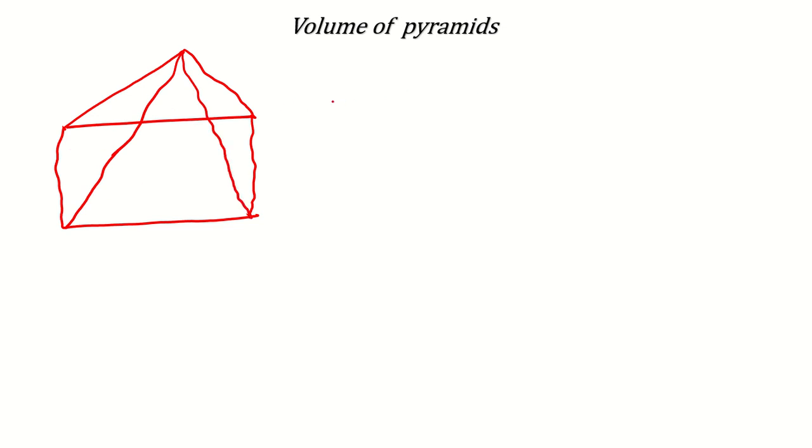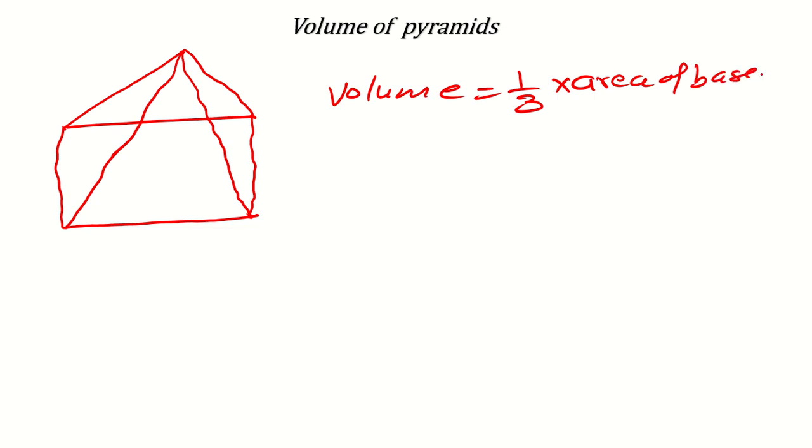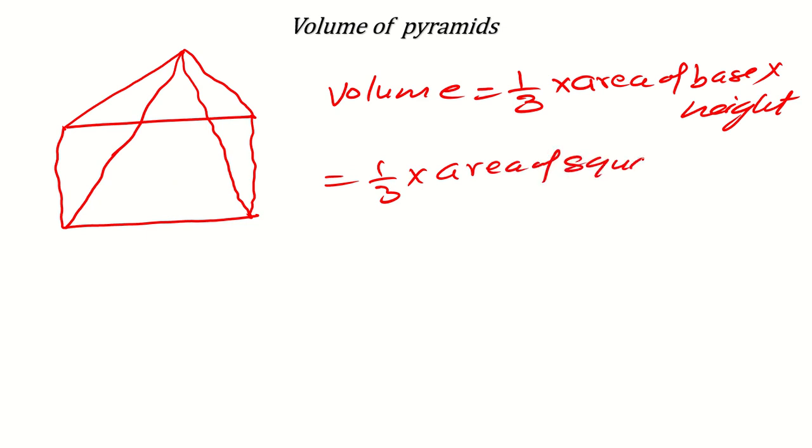So volume of pyramid, it will be what? Volume is equal to 1 over 3 times area of the base times height. This is called volume of pyramid. Okay, and then here area of the base means if it is a square base, then it will be 1 over 3 times area of rectangle or square, and it will be multiplied by height.